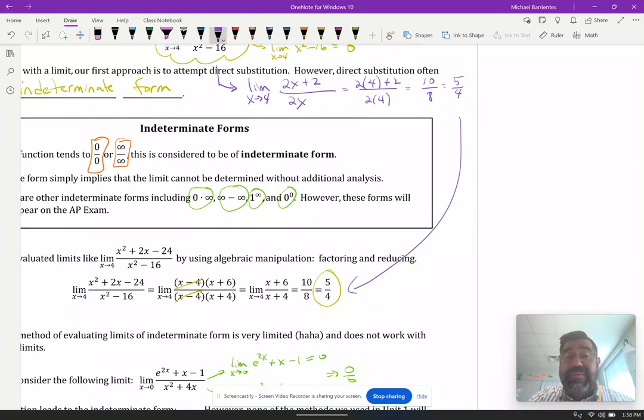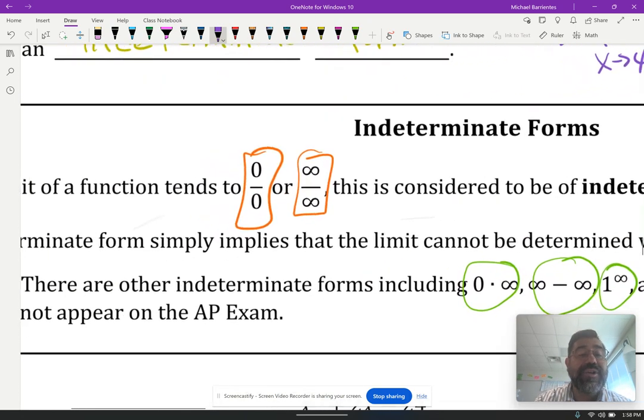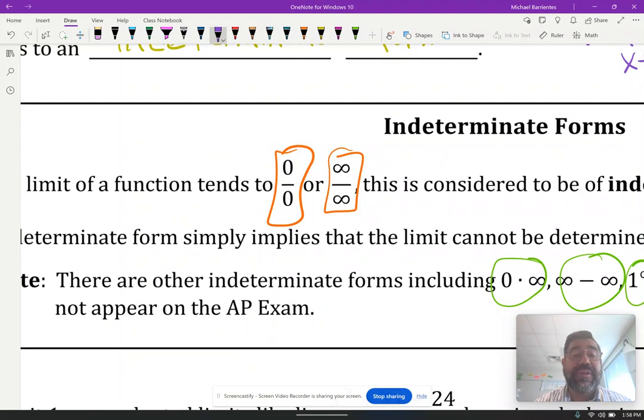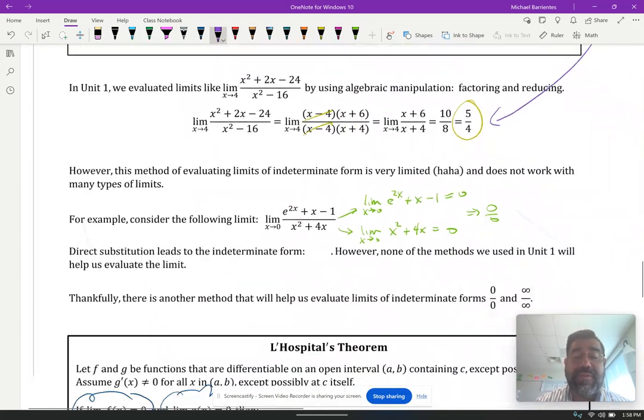Was it shorter? Yes. Was it faster? Yes. Did I have to know how to take the derivative? Most definitely. And that was not something we knew how to do back in Unit 1. So now, from here on out, if you get an indeterminate form that's 0 over 0 or infinity over infinity, use L'Hopital's rule as the shortcut to get us to that.